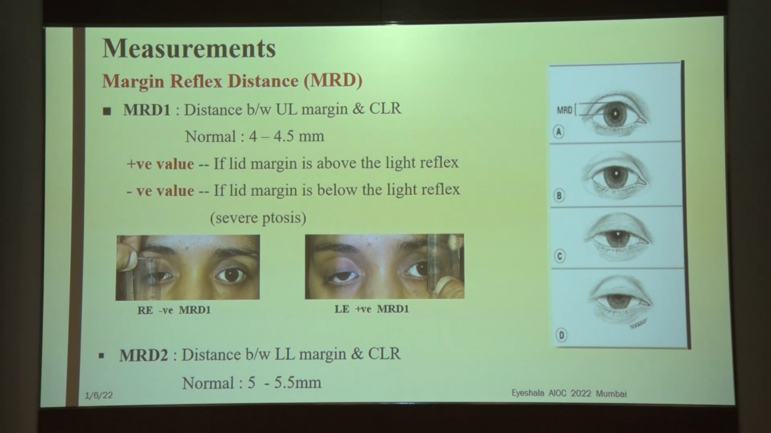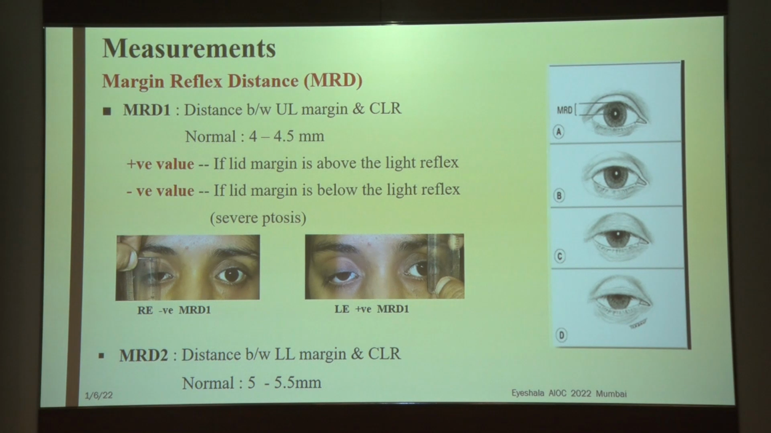Now coming to the very important aspect, MRD1, which as I told you is the distance between the upper lid margin and the corneal light reflex, normally 4 to 4.5. If the lid margin is above the light reflex, it will be a positive value. But if the lid is covering the light reflex, I'll show you how we check the MRD1, you have to lift it and see, and that will be labeled as a minus MRD1. And it is a sign of severe ptosis.